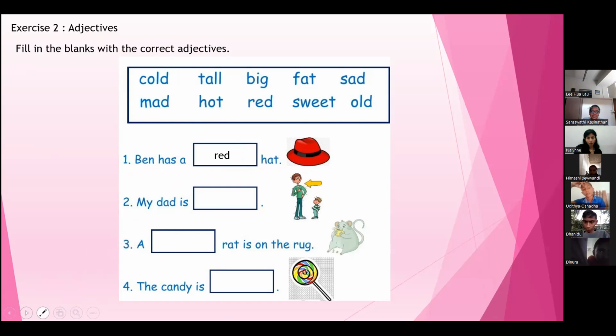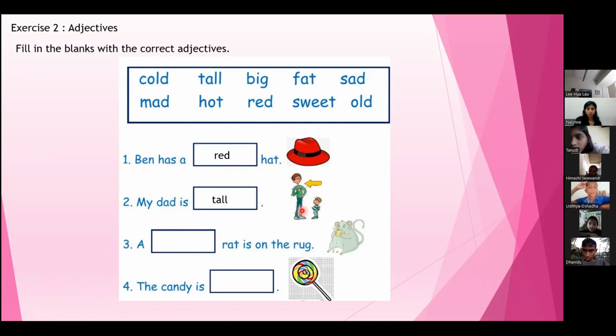Very good. Okay. Sentence number 2. How would you describe the dad? My dad is tall. Exactly. Well done. So you see, you have just described your dad, right? So if anybody has never seen your dad before, with the descriptive word, they can imagine.